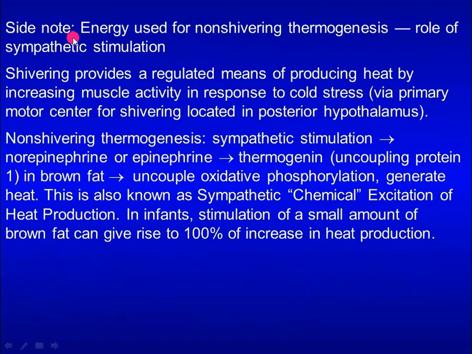Here is a side note. Shivering provides heat by increasing muscle activity in response to cold stress through motor center for shivering in posterior hypothalamus. Non-shivering thermogenesis is used by infants to increase heat production. In this case, sympathetic stimulation releases norepinephrine and epinephrine. These two hormones increase release of free fatty acids from brown fat. Increased level of free fatty acids activates thermogenin. Thermogenin is an uncoupling protein, and it will create a proton leak, which generates heat instead of ATP. This is integration with biochemistry.